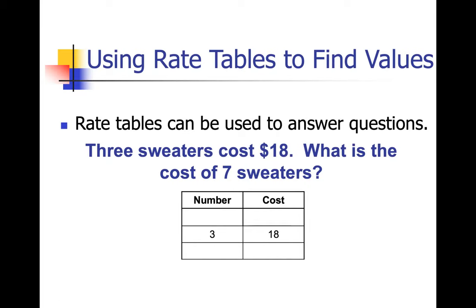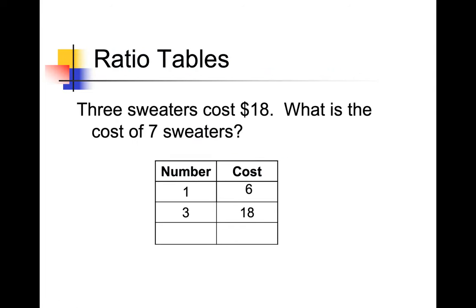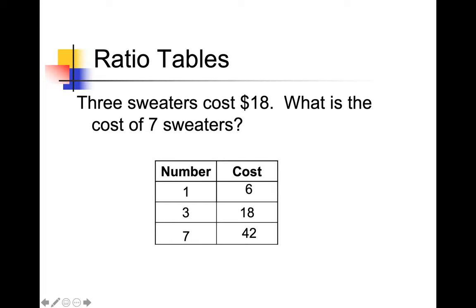Some of you already probably thought about it. If I know that 3 is 18, then I know that 1, which would go up here, costs what? $6. And if I know that 1 costs $6 and I need to know how many 7 cost, well, guess what goes in here? Exactly, 7, which ends up giving me $42, right? Which means that 7 sweaters cost $42.